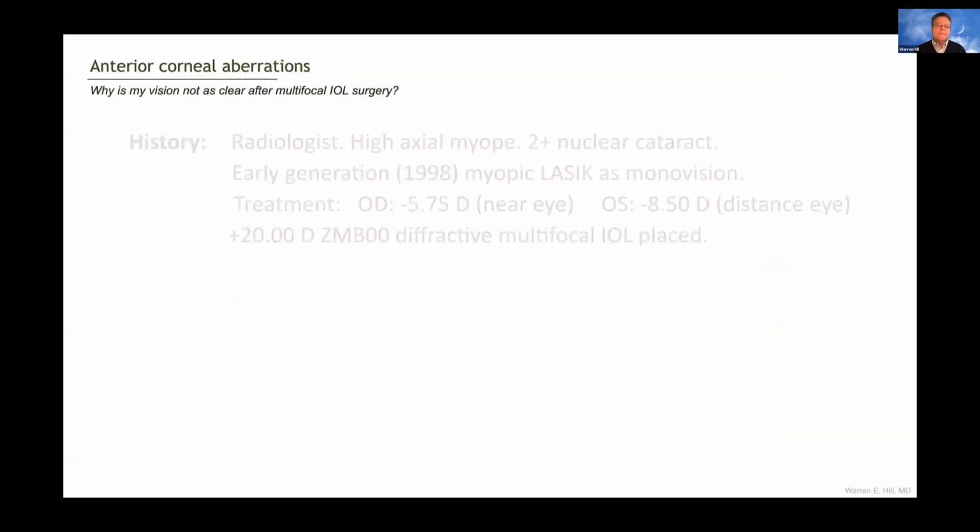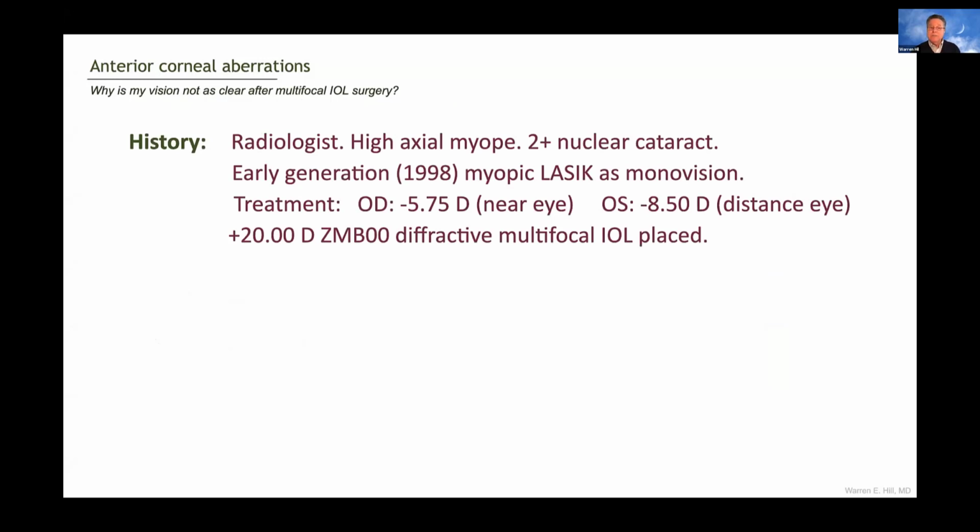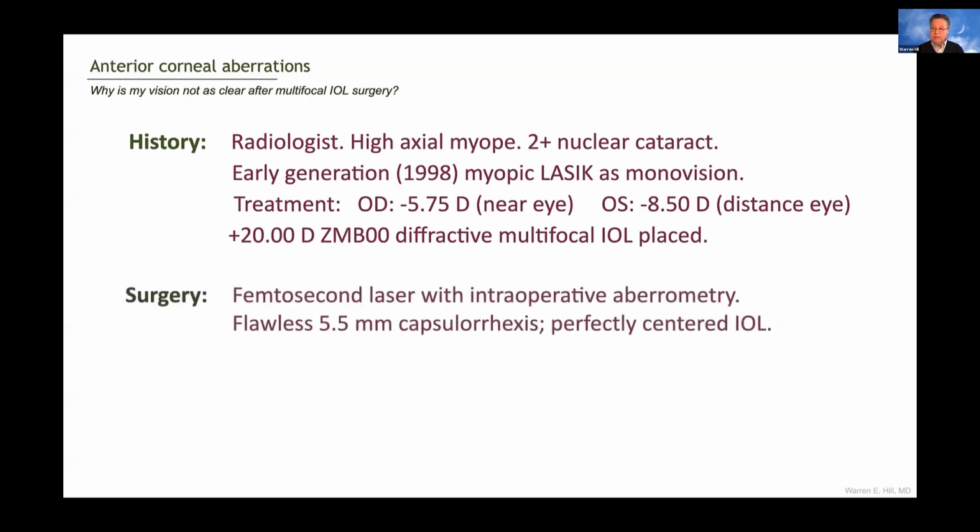So here's a radiologist who was a high axial myope, had early generation myopic LASIK, had more treatment in the left eye than in the right, and the doctor put in a diffractive multifocal lens. The surgery looked perfect, but the patient was bitterly unhappy because she couldn't drive and she couldn't work.